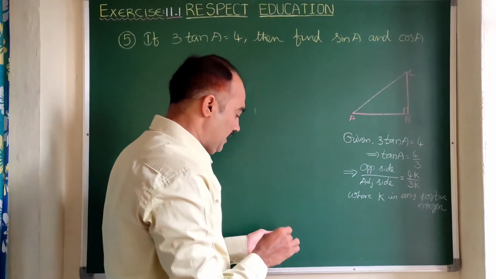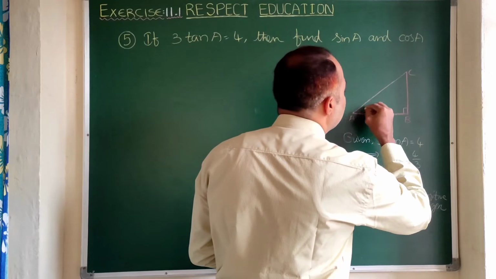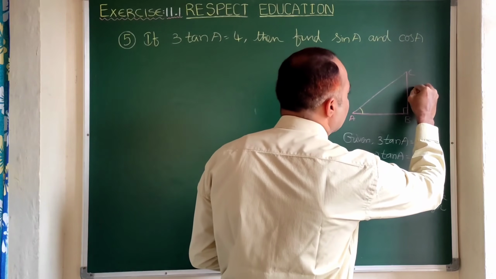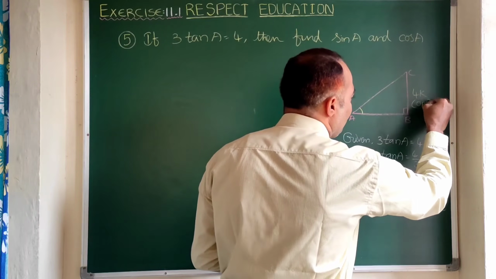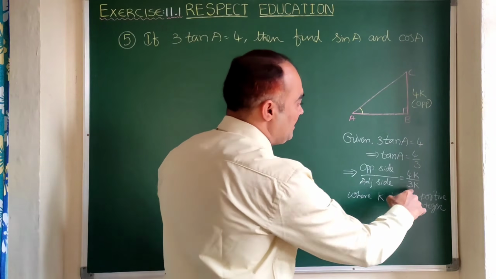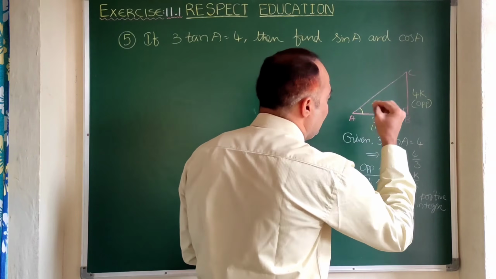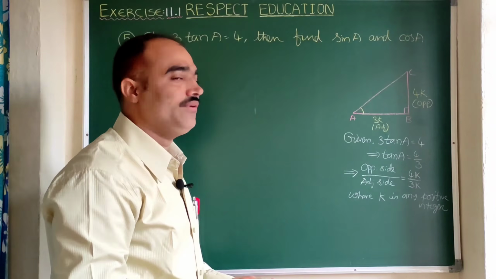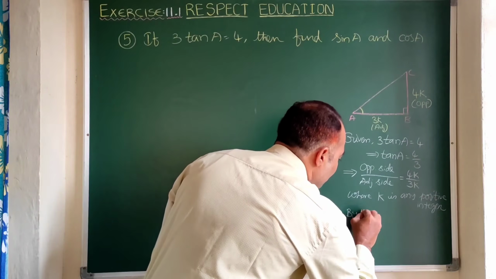Okay. So here, opposite side to A means you just imagine that you are at A. Opposite side, you are taking this as 4K. This is the opposite side. And this is 3K. This is the adjacent side. Now here, what is not known to us? Hypotenuse. How can we find it? By Pythagoras theorem.